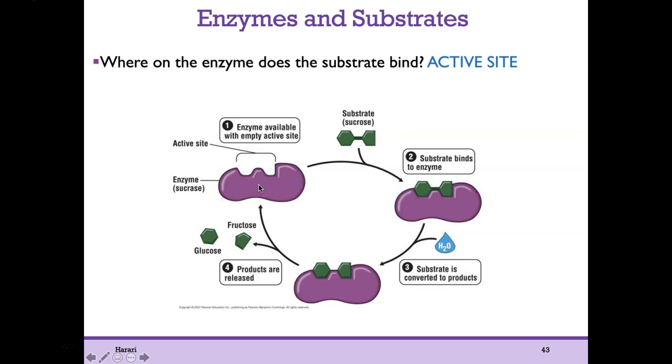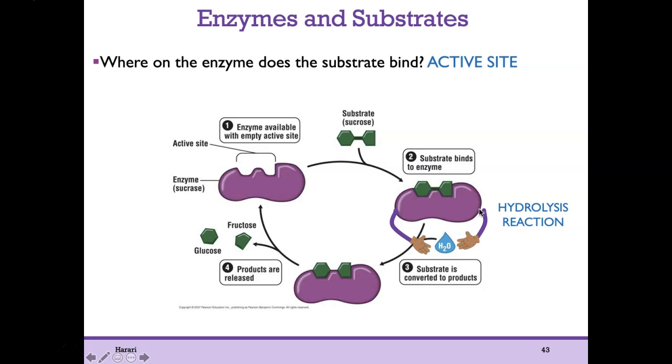Sucrase is the enzyme. So we start off with an empty enzyme, and of course this is a protein made of amino acids. Here's the active site. This active site can only bind sucrose, so no other sugar will fit. It's very specific. So when sucrose binds to this enzyme at the active site, this is almost forming like a workbench. So it's almost like the enzyme itself can position the water molecule so it can interact with this bond and do hydrolysis.